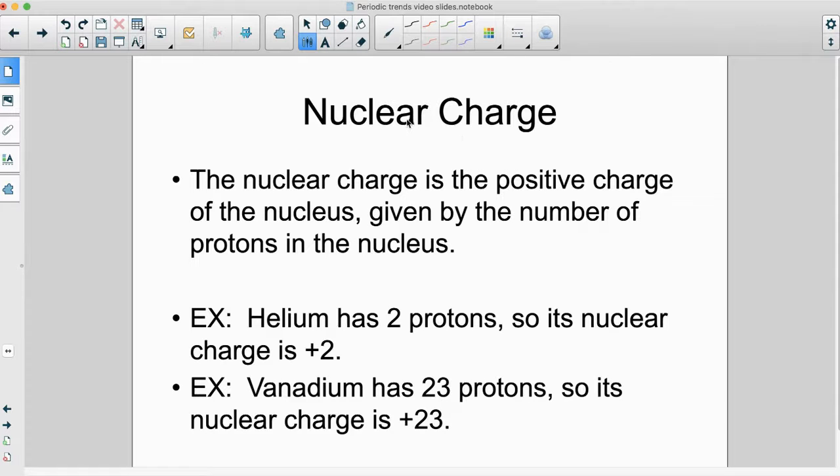So now we can talk about something called the nuclear charge. The nuclear charge is the positive charge of the nucleus, and that's just given by the protons in the nucleus. So for example, if helium has 2 protons in its nucleus, the nuclear charge is just +2. Second example, vanadium has 23 protons, so its nuclear charge is +23.